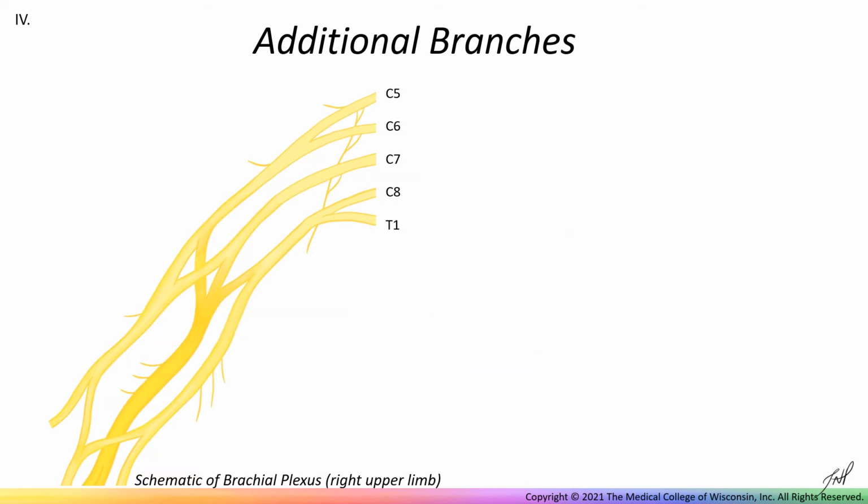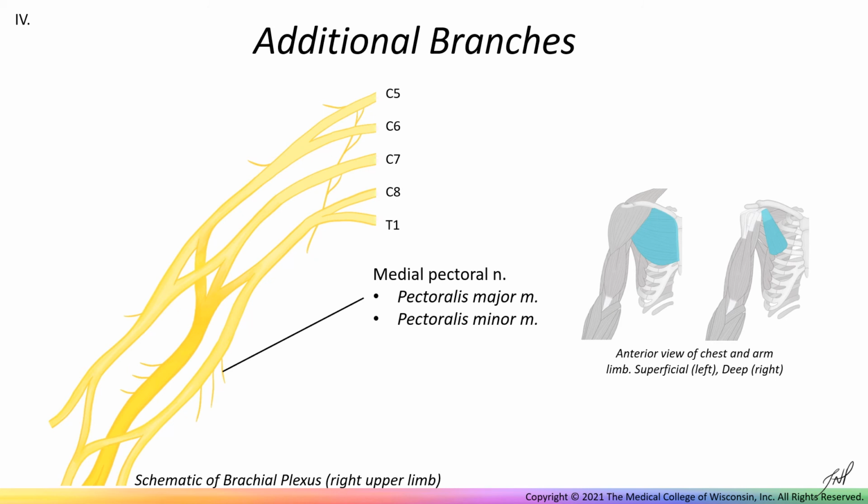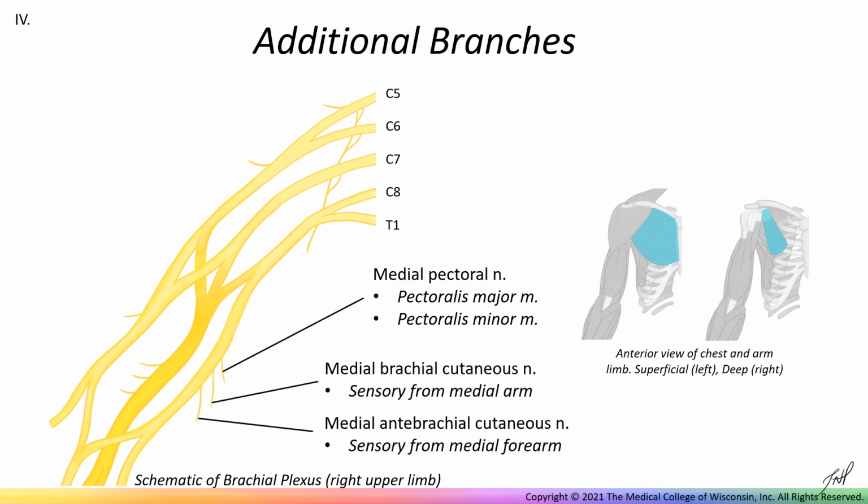Off the medial cord, we can see the medial pectoral nerve, which can also be found coming through the pectoralis minor muscle on its way to innervate pectoralis major. The medial brachial and antebrachial cutaneous nerves are also branches of the medial cord and transmit purely sensory information from the skin of the arm and forearm, respectively.